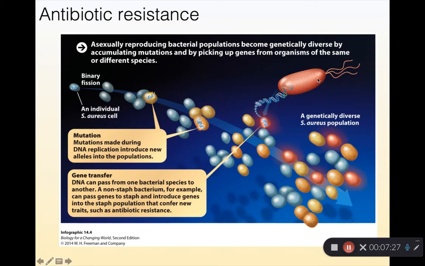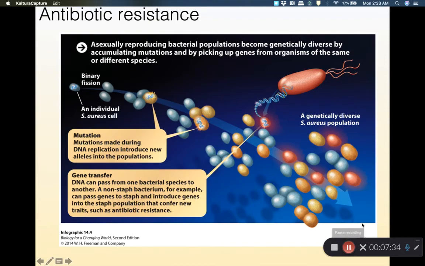Another thing that can happen is gene transfer, what we talked about previously, in which DNA can transfer from other bacterial populations into this population of bacteria. And as you continue to evolve, you can get these very distinct differing populations of bacteria, one of which could include this ability to confer resistance. And we're going to talk about this and specifically what this population looks like in the next lecture.